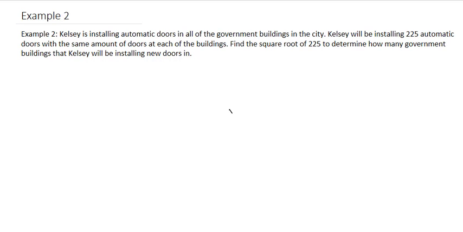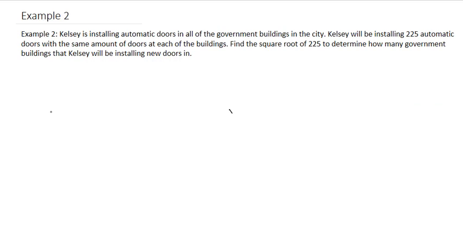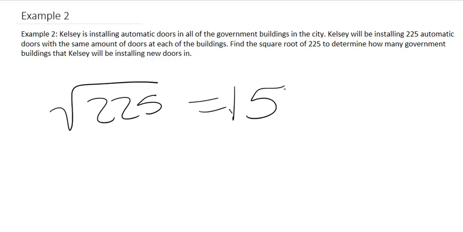So to do this problem, we can actually bring up the calculator. And on the right-hand side, right here, we will find the square root symbol. So what we do is we put in the number 225, and then we square root it, and it gives us the square root of that number. So the square root of 225 is equal to 15. So Kelsey will be installing 15 doors at each of the buildings.